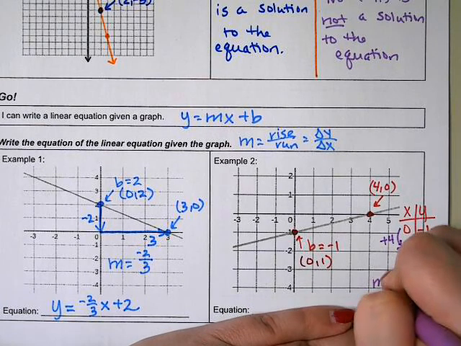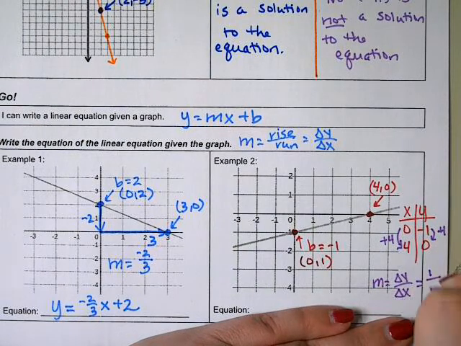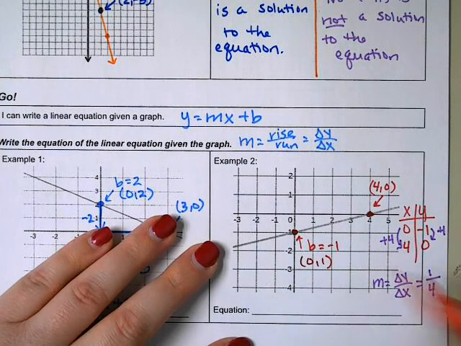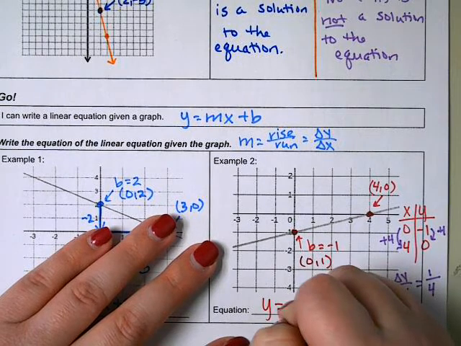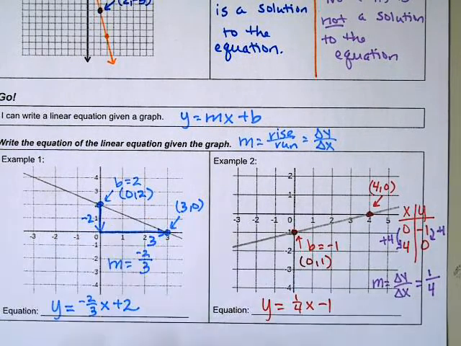So if my slope is change in y over change in x, then that means my slope is positive 1 over positive 4. If you want, you could also count, but being able to make the table is helpful when the scale is weird on your graph. So just keep that in mind, okay? But we've got our slope is 1/4 and our b value, our y-intercept, is negative 1. So our equation is y equals 1/4 x minus 1.